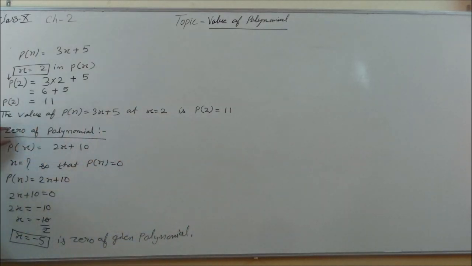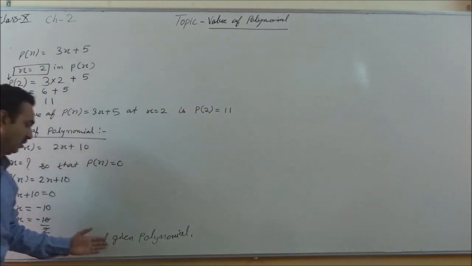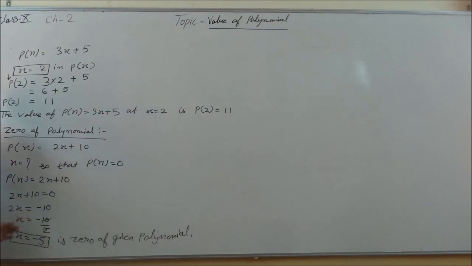So zero of a polynomial means you have to make the given polynomial equal to 0 and simplify, and find the value of the variable, and that value of the variable will be the zero of the polynomial. Okay.